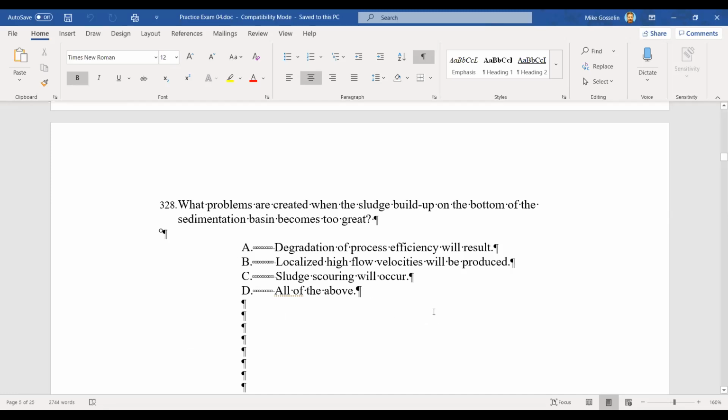Again, this is a really good example of just reading the question and dealing with the information that's provided there. If you've got a whole bunch of sludge building up on the bottom of the tank, your process efficiency is going to be affected. Localized high flow velocities will be produced. If you've got buildup in one area of the tank, it's going to create higher velocity and force more flow through the other side of the tank, and sludge scouring would appear as well. So you're correct. The answer is D, all of the above.